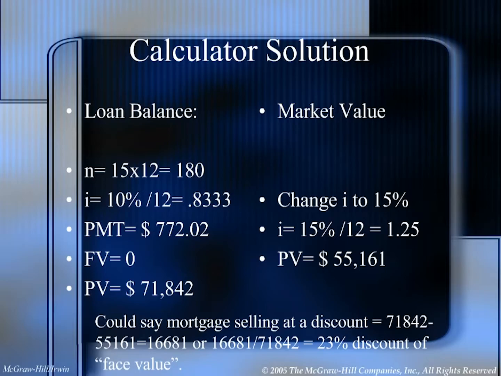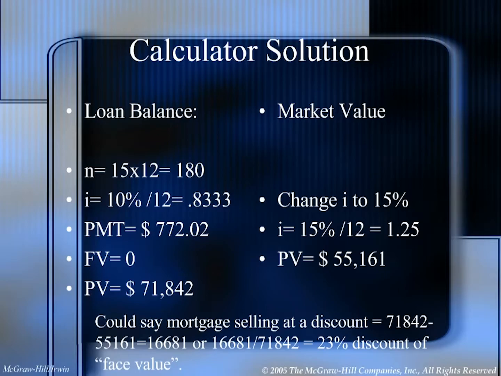Now you'd say, what's the market value of this? Well, if someone else just took these payments, what would they get? They'd get the payments of $772.02, but they'd be discounting these back at the going rate, which they're saying is 15%, so 15 divided by 12 is the interest rate. Again, this is going to be fully amortizing, so it's going to go to 0, and N is 180.